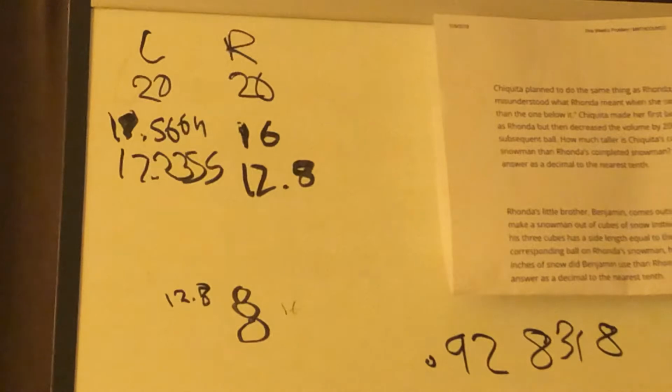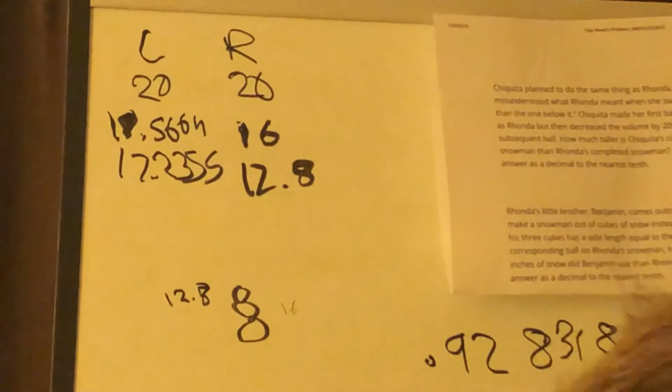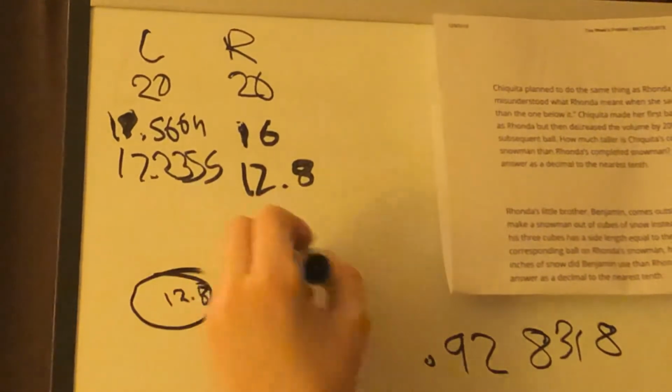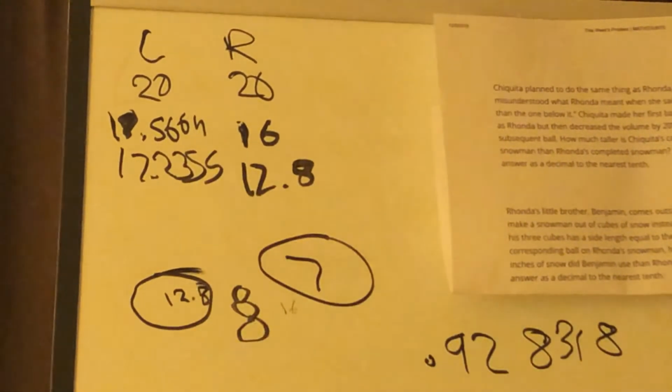And it's 7.0019. So 7.0019, that would round to, this is the first answer to the first problem, this is the second answer, 7.